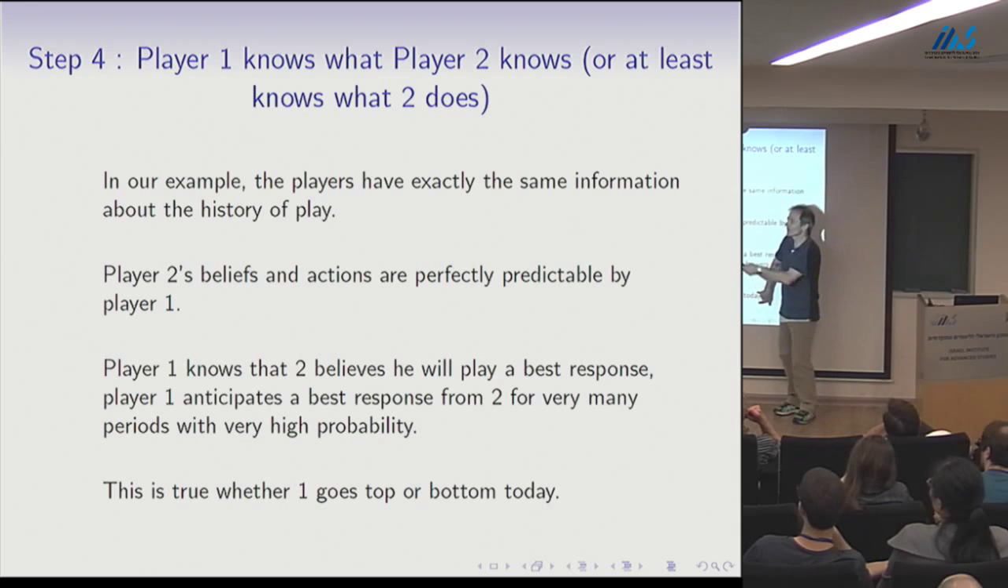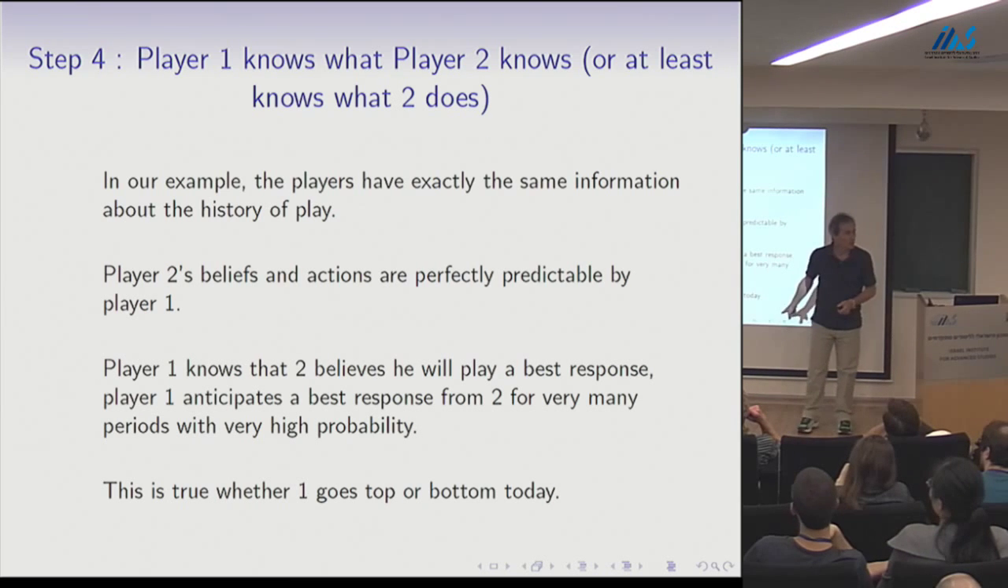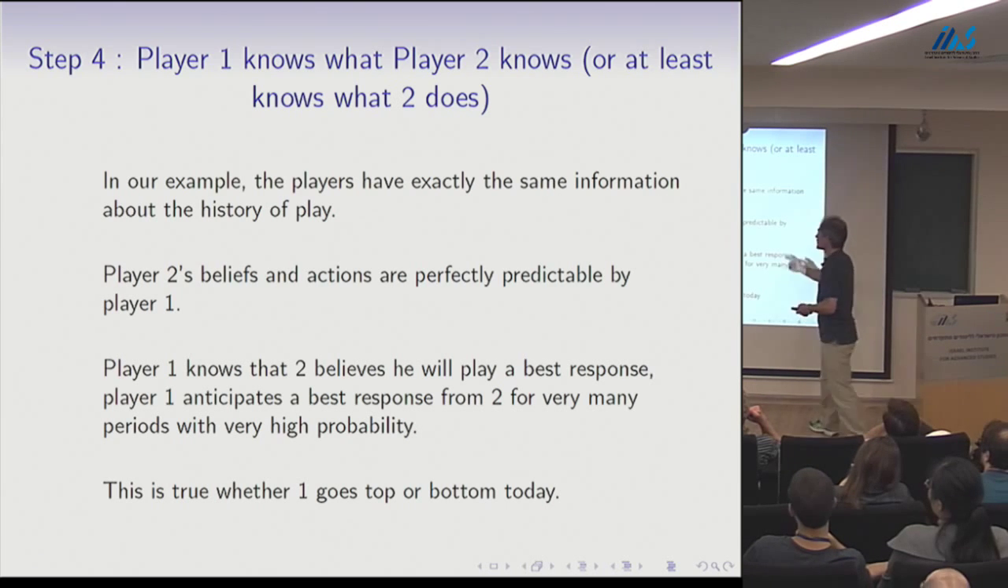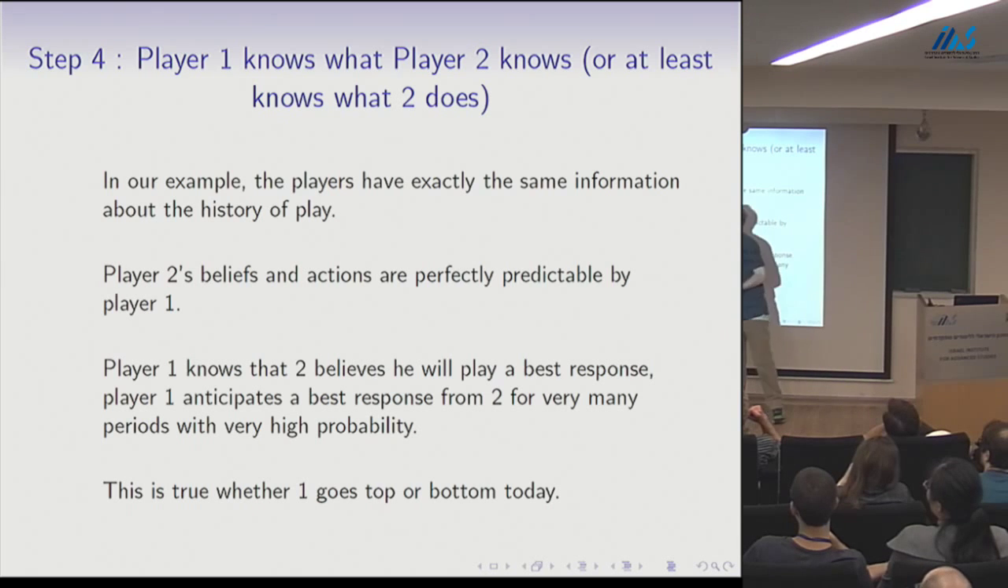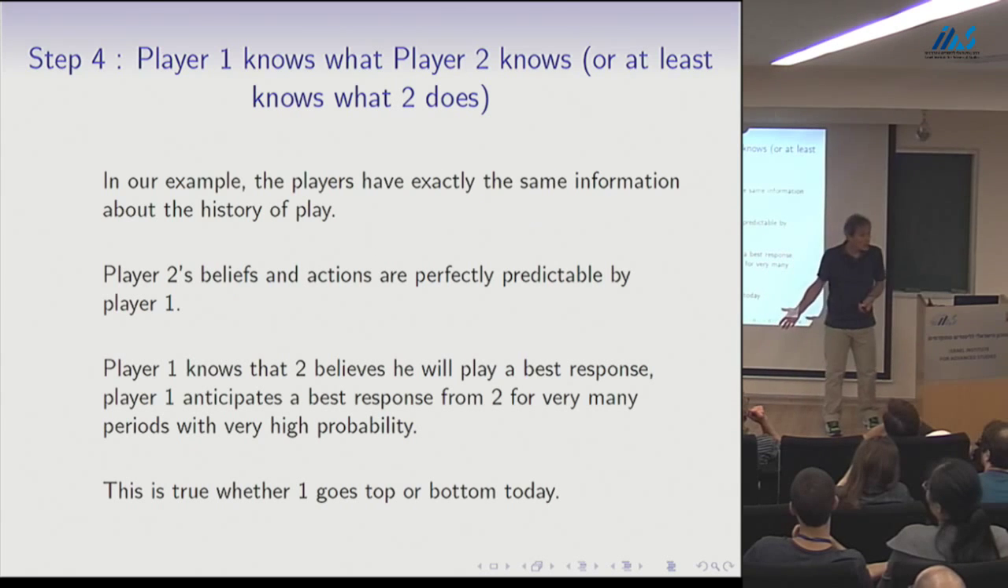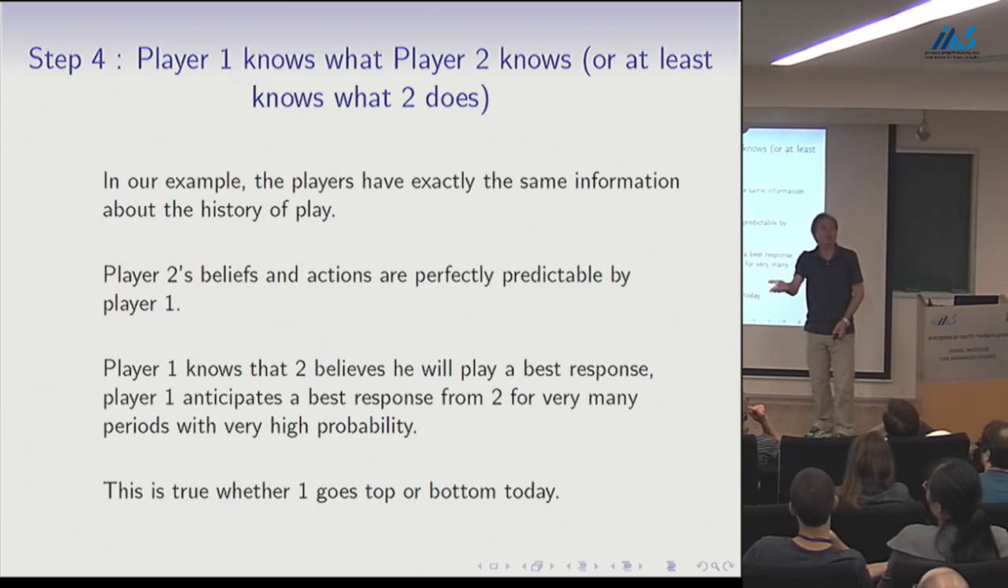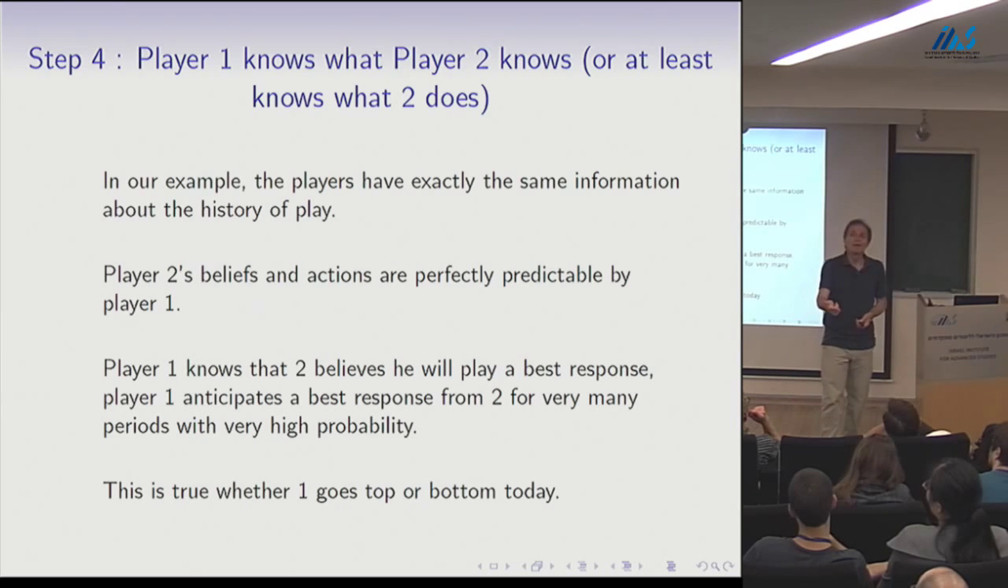And then my final point, which I need to go more slowly over because I keep rushing the final points. My final point is that that's going to be true whether player 1 does top or bottom today. Because under the commitment action, this is going to be a random outcome. And one of the things that includes with very, very high probability in the future is whether I go top or bottom today. So whether I go top or bottom today, I, as player 2, believe I'm going to see the commitment action in the future. With very, very high probability, I, as player 1, believe that player 2 is going to be playing a best response to the commitment action with very, very high probability in the future.